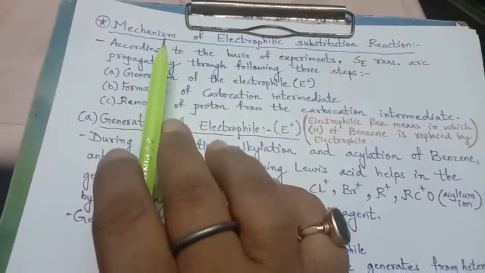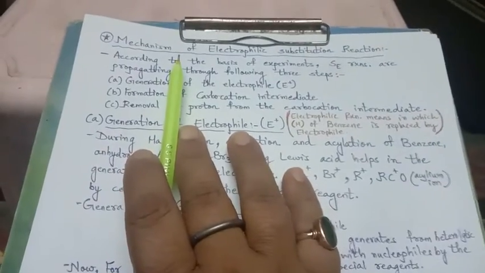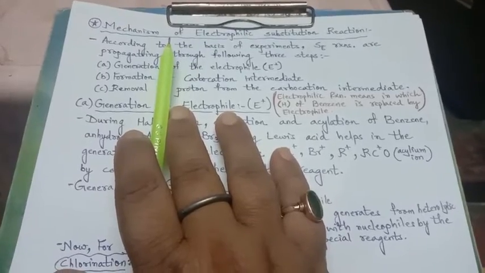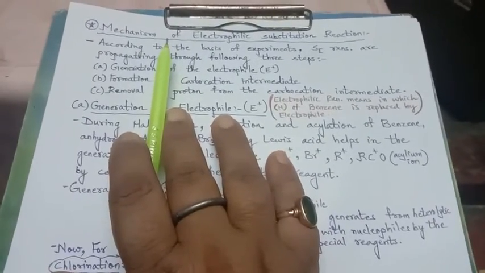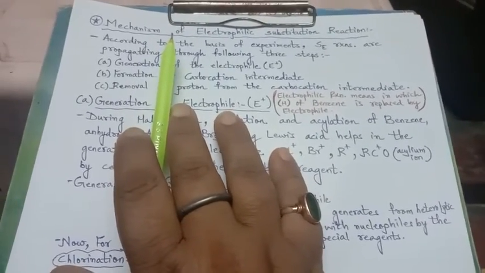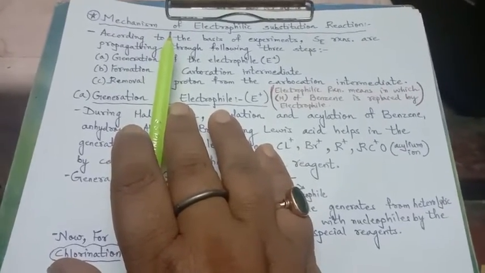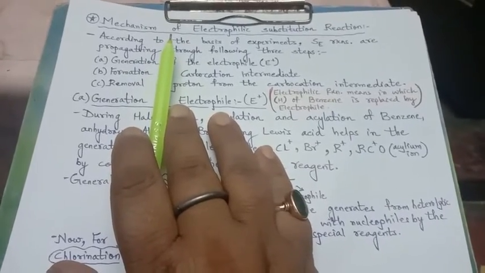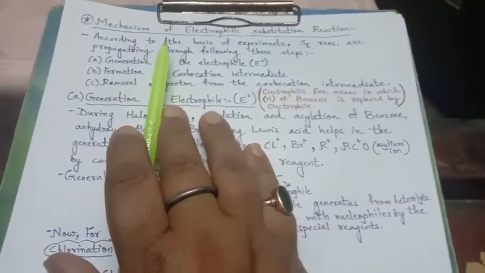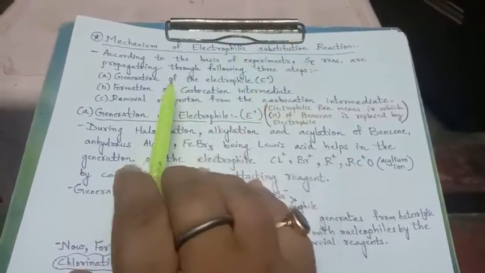Morning, dear students. Now, as we have seen about the chemical properties of benzene, in which we have discussed different types of reaction: substitution reaction, addition reaction. In substitution reaction, we have seen about nitration, sulfonation, halogenation, Friedel-Crafts alkylation, and Friedel-Crafts acylation. As well as in addition reaction, we have seen hydrogenation, halogenation, and ozonolysis. Right? So here we will see the mechanism of electrophilic substitution reaction.